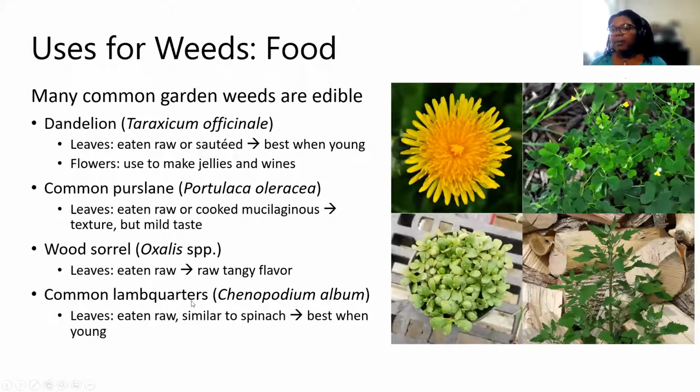And then finally, common lambsquarters. Again, it's eaten raw, and it has a taste and texture sort of similar to spinach. So you can use it in salads and accents. Again, you don't want to eat any of these if they have been exposed to pesticides. Be very careful, wash them, just to keep things in mind. And of course, with common lambsquarters, you want to get these young leaves because once they get older, they tend to get fibrous and not as yummy.